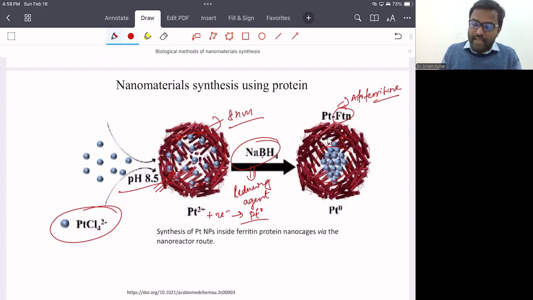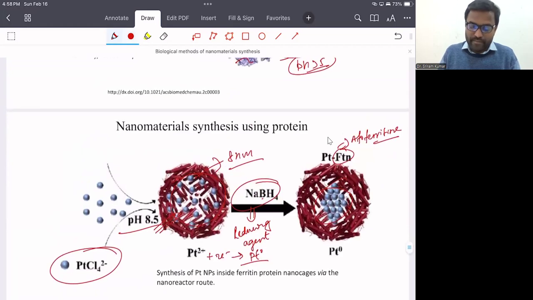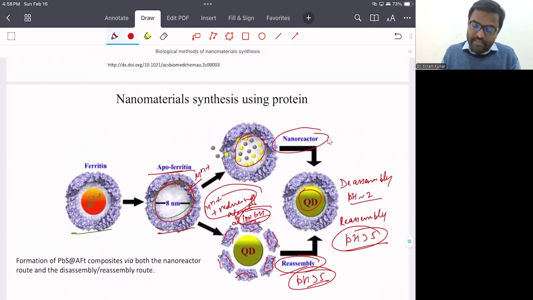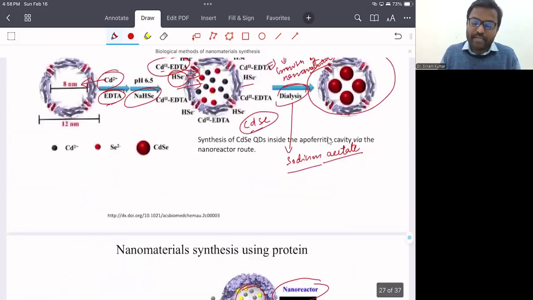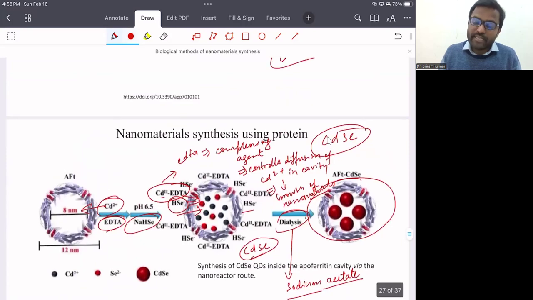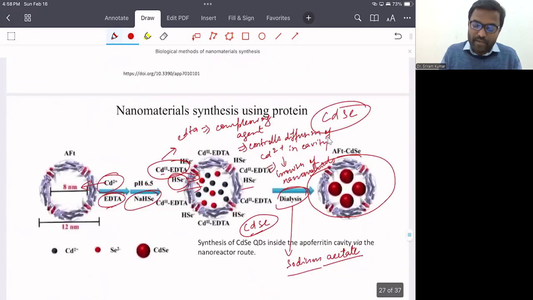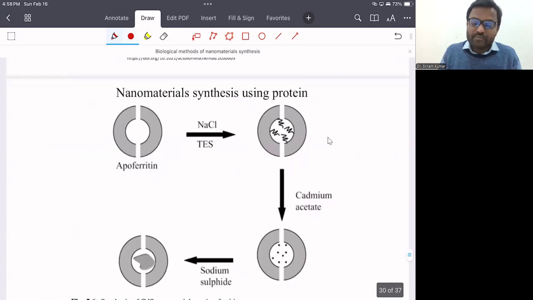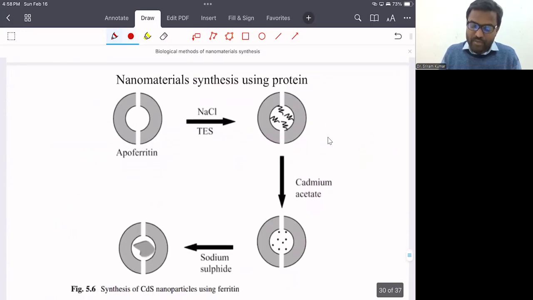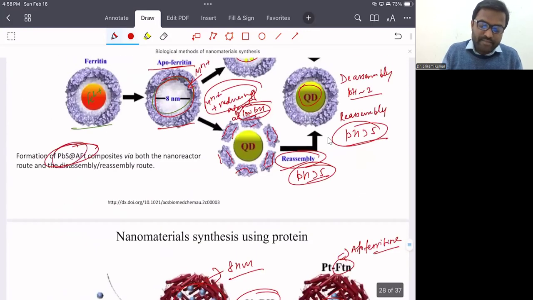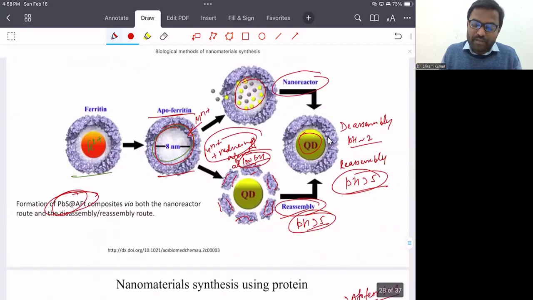So we can synthesize nanomaterial using platinum nanoparticles, maybe cadmium selenide. This is an example of lead sulfide nanomaterial. Here this is an example of cadmium selenide, and this is an example of platinum, gold, silver nanoparticles. And if you want to further synthesize cadmium sulfide nanomaterial, we can use a similar mechanism here.